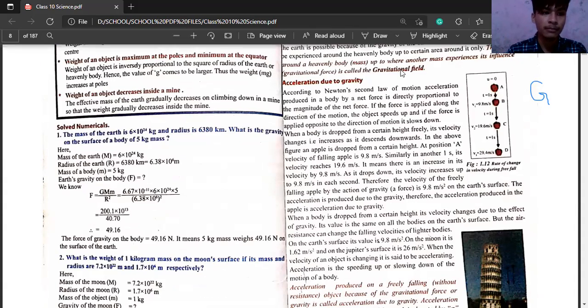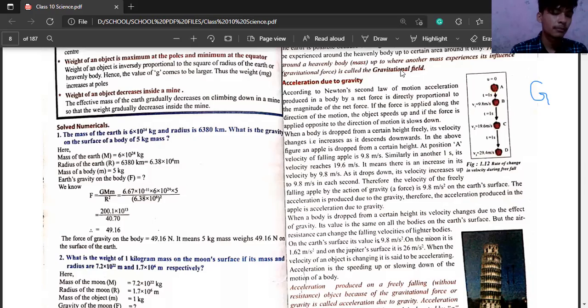This condition only arises, this value will only come, when there is no air resistance. We are neglecting air resistance. We are supposing that there is no air on the earth, and at that time this value will come. Otherwise, the value may vary. So now it has gone to D and it has changed to 29.4 meter per second.